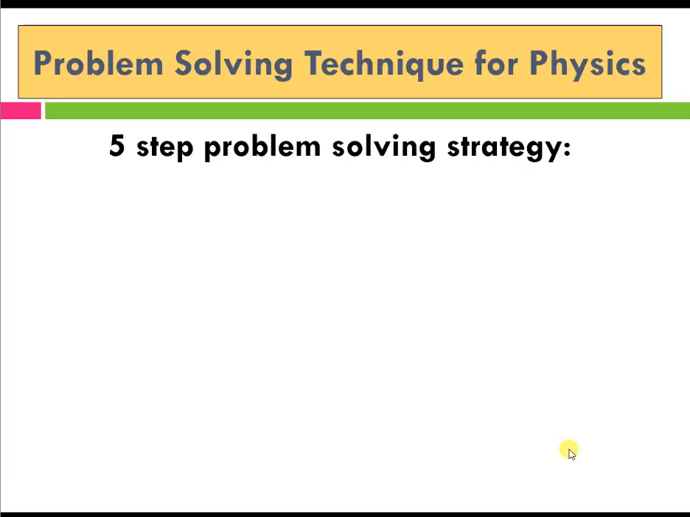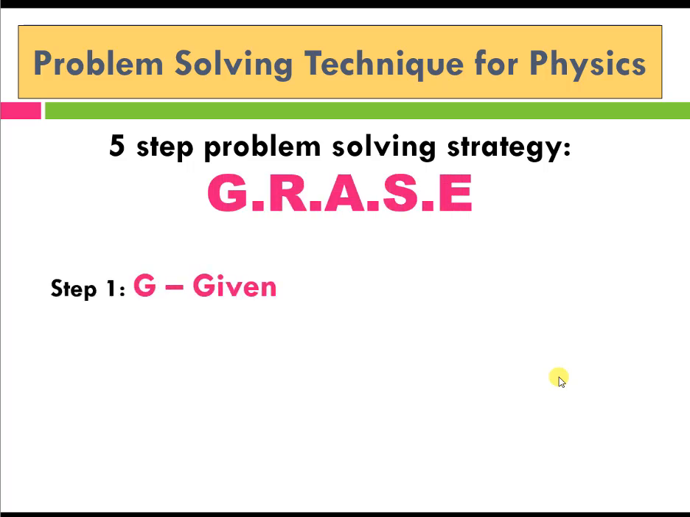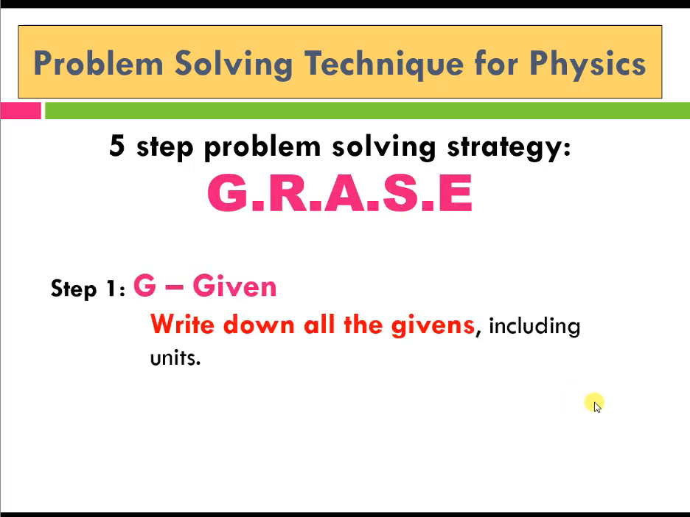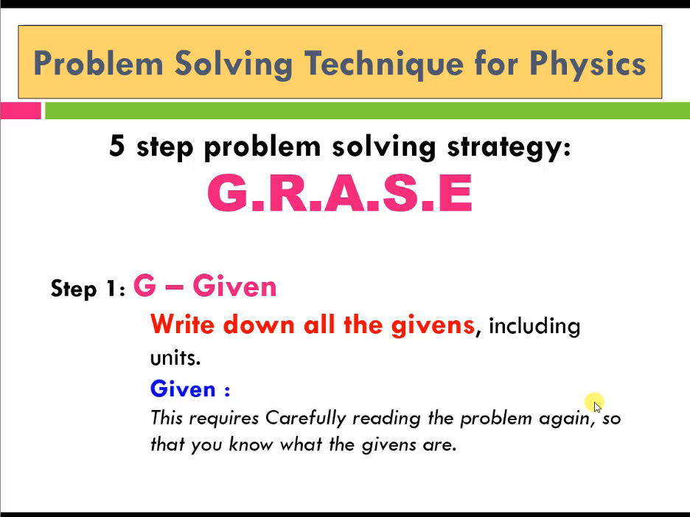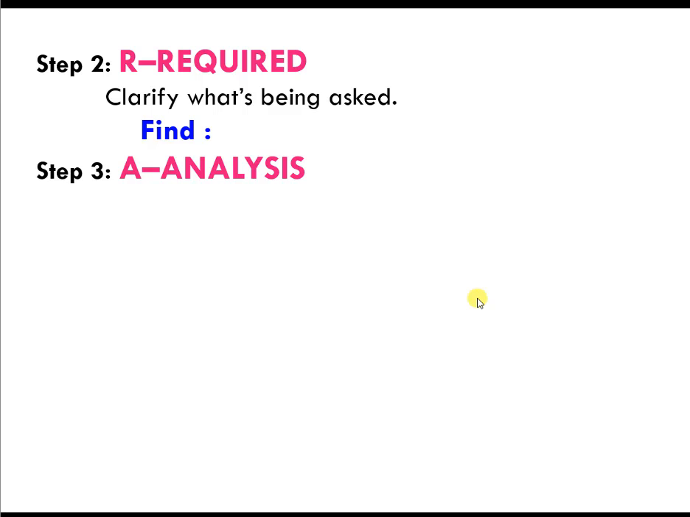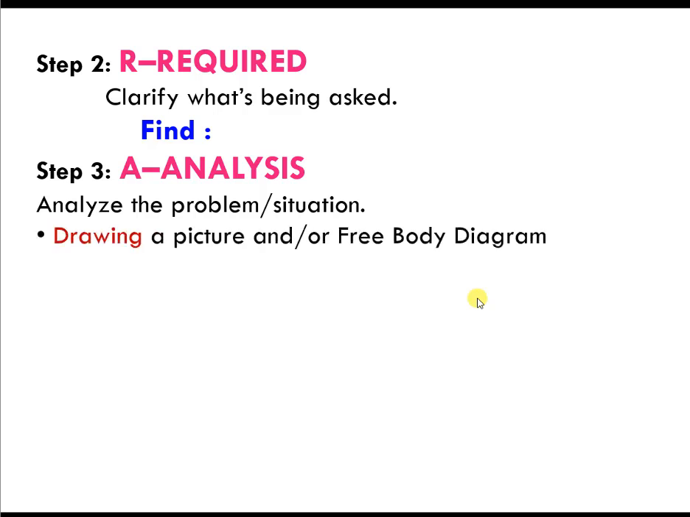So boys and girls, for any physics problem solving, we can follow these 5-step strategies. First, G. G stands for given. So first we are going to list out all the information given in the question and make sure we convert them into SI unit. Second step is R, stands for require. Clarify what is being asked, what we want to find in the question. Step 3 is analysis. Analyze the problem, the situation given, to make it easier for you to get the idea how you're going to solve the question.